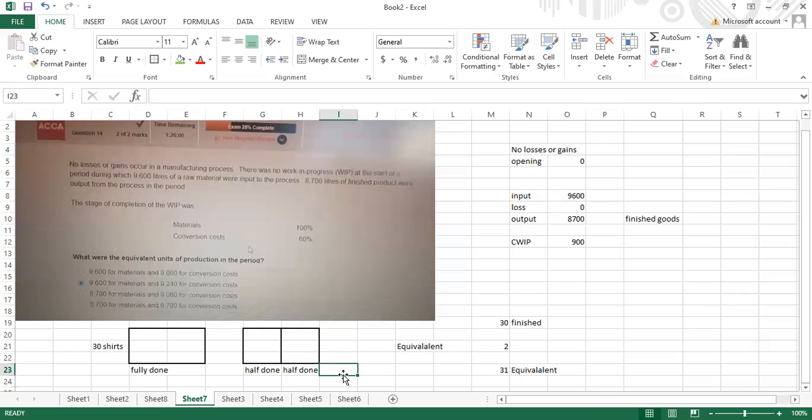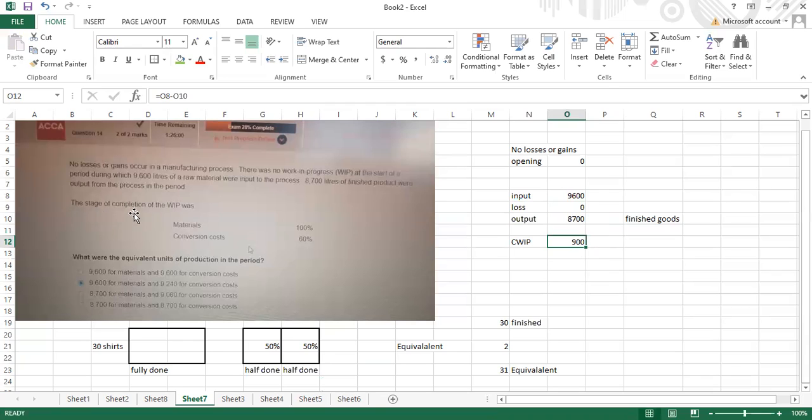So one half done, this 50% completed, and this 50% completed, it can be considered one complete unit. So this is the concept of equivalent unit. Now to understand, it's very simple. It says input and there is no loss, and it says output. So you understand that closing work in progress would be 900. But in those closing work in progress, now this is the point. If you are able to solve this, you can easily get the right answer.